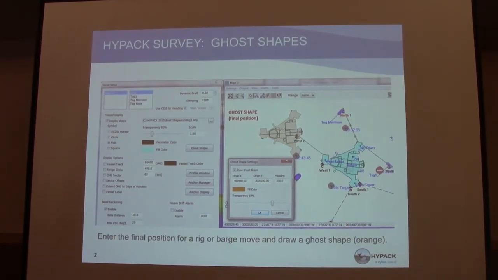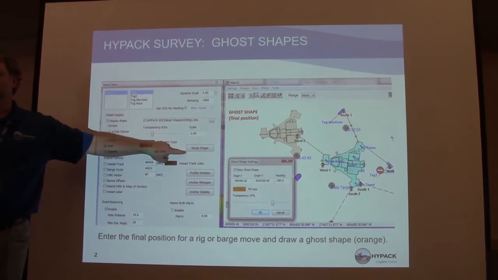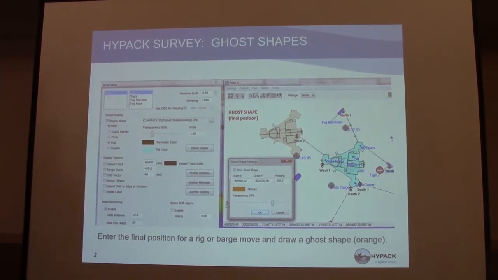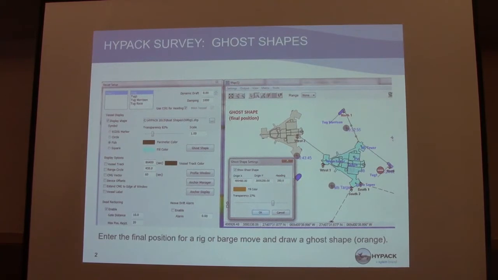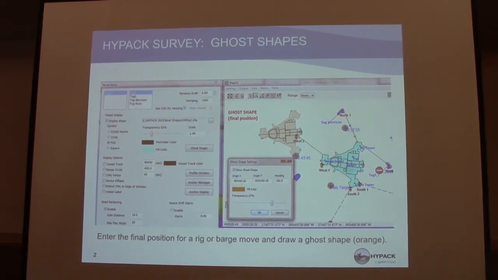One of the things that we can do through the vessel menu, has anybody ever seen this button before, ghost shapes? Anybody used it before? Does anybody require a ship or a barge to be in a precise location? Okay. Somebody's nodding, this might be beneficial to you.